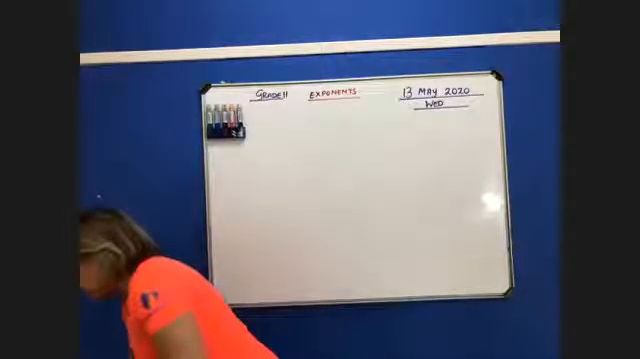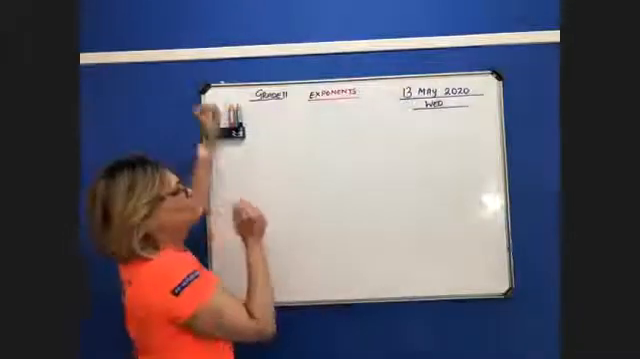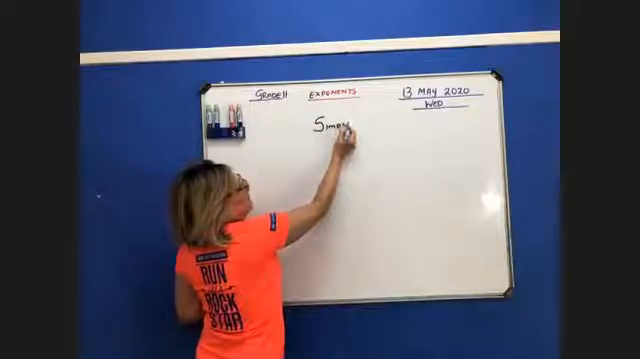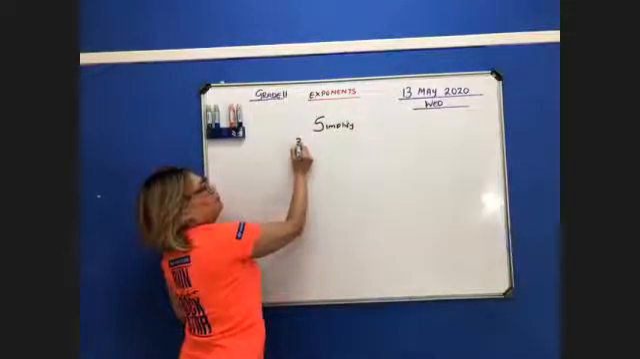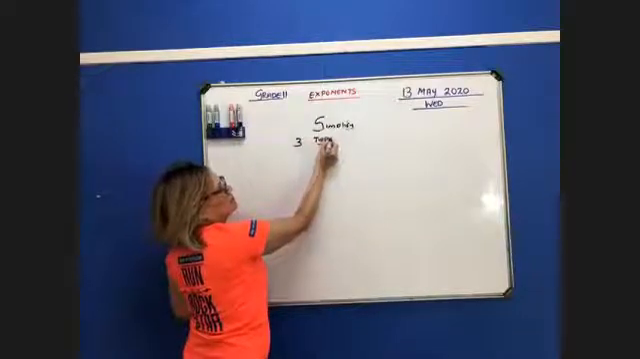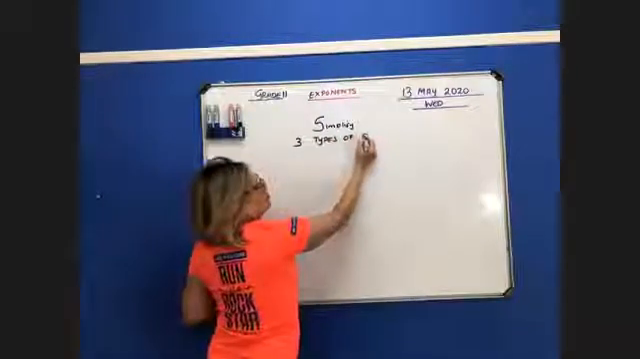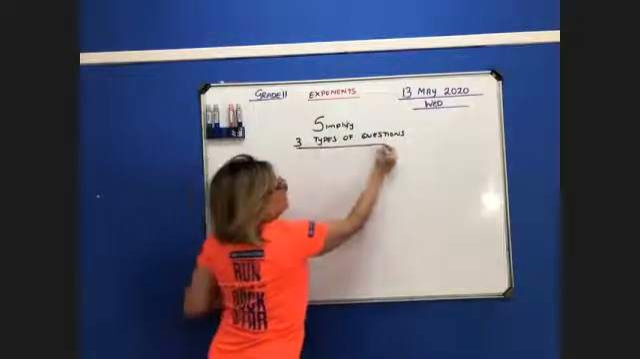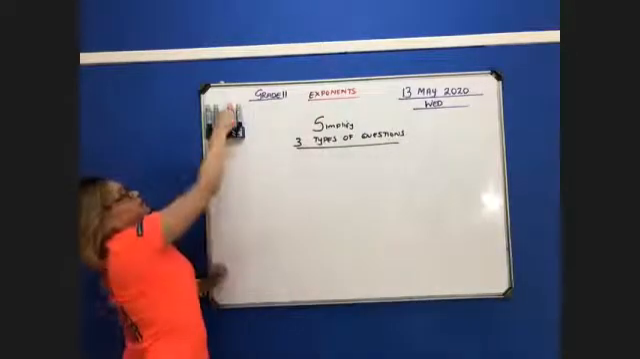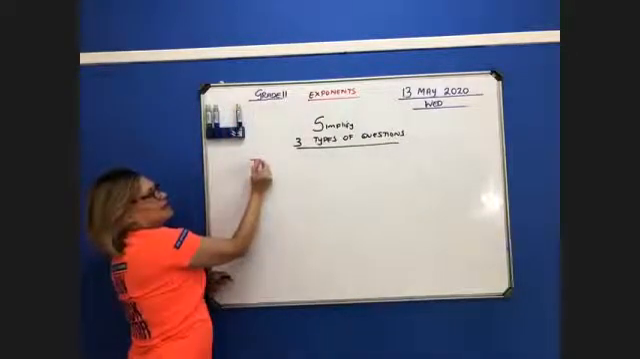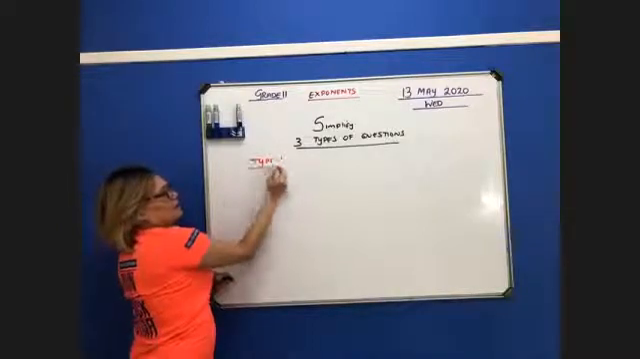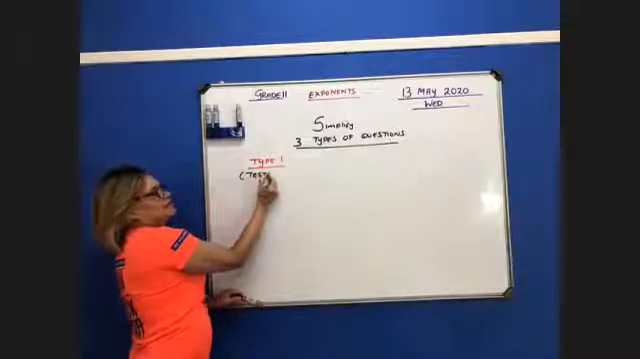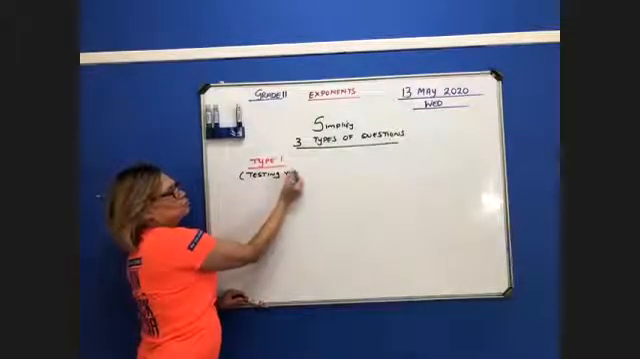So what I want to show you when it comes to simplify, there are three types of questions. Okay, someone's got their music on. Okay, so there are three types of questions. All right. Now, we did type 1 yesterday. Type 1 is where they're just testing your rules.